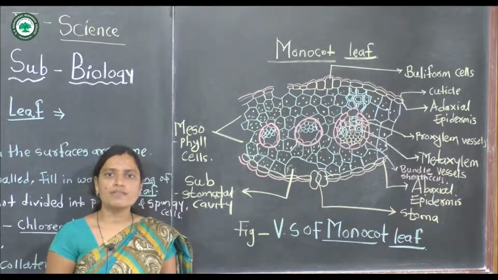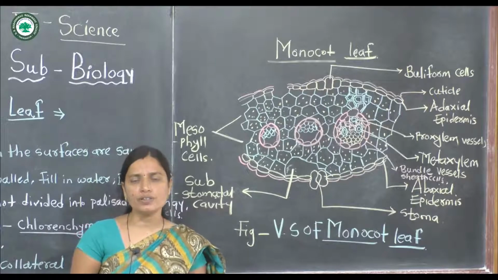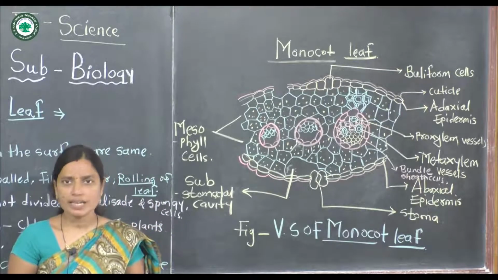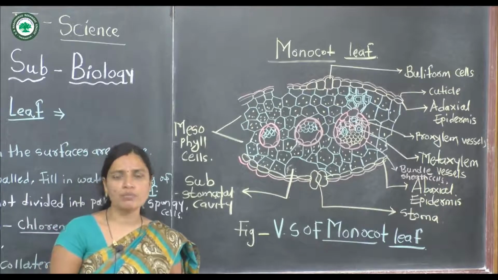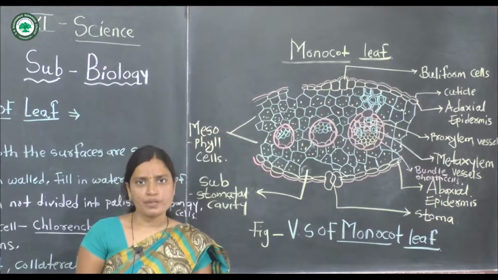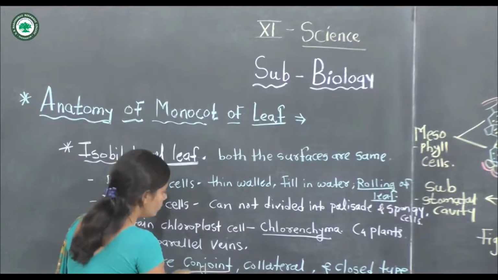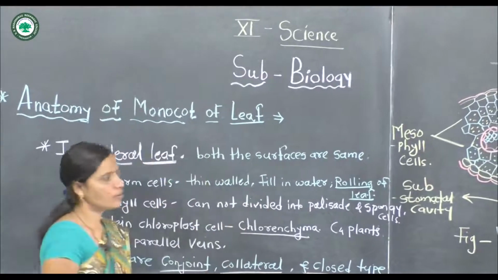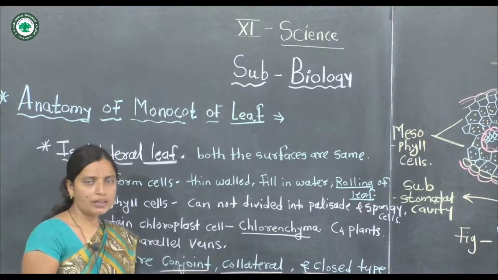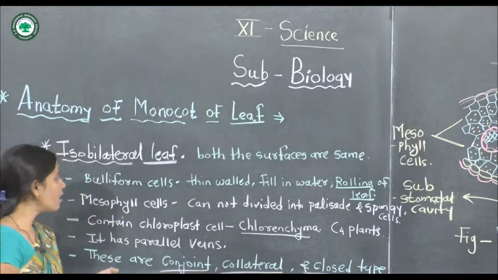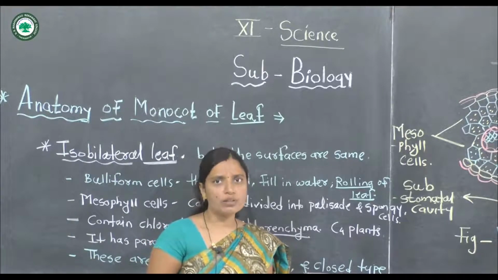In monocot leaves, the vascular bundles are conjoined, collateral and closed type, because the cambium is absent in this region of the leaf, meaning secondary growth is absent in monocots. In the internal structure, the cambium is totally absent in the vascular bundles. In monocot leaves, the mesophyll cells are not divided into palisade and spongy tissue, and the vascular bundles are conjoined, collateral and closed.